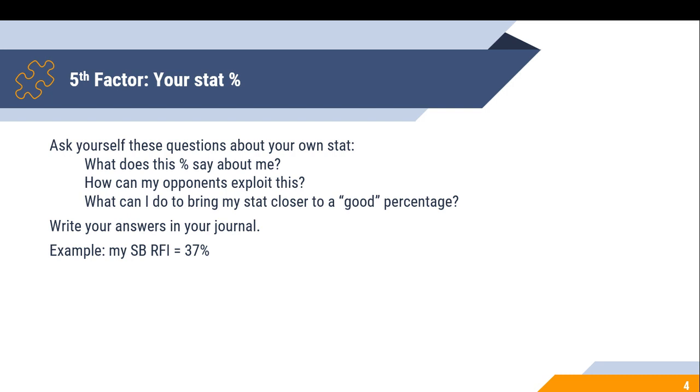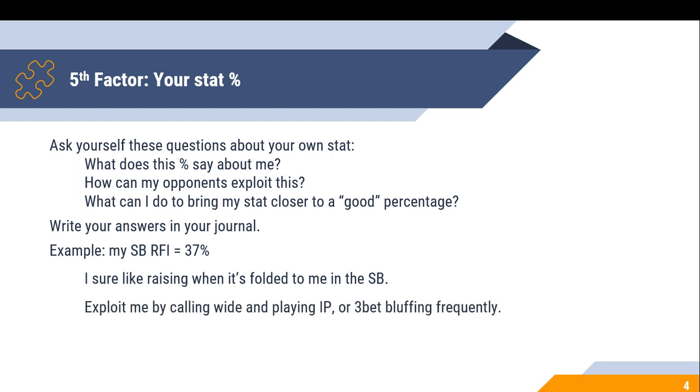So here's an example. My small blind raise for steal is 37%. So that first question, what does this percentage say about me? It says that I sure like raising when it's folded to me in the small blind. Question 2, how can my opponents exploit this? Well, they exploit me by calling wide and playing in position, or 3-bet bluffing frequently.